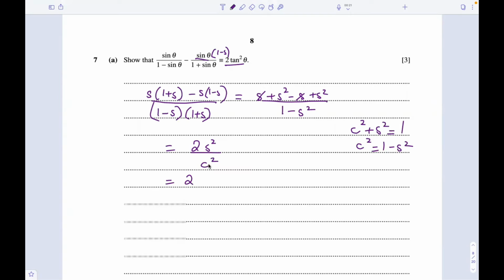2 multiplied by sin squared upon cos squared. And as we know that tan theta is equal to sin theta upon cos theta, so sin squared upon cos squared will become tan squared theta.